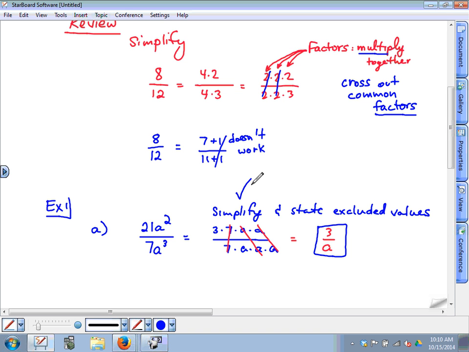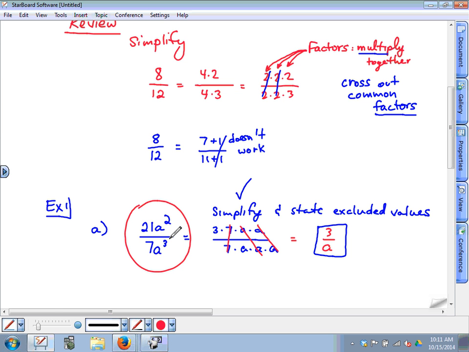That's a good thought, but not what we crossed out. Excluded values are things that a cannot equal. You guys know we can't divide by 0, correct? So if you go back to the original form right here, you always go back to the original form to state excluded values, not the simplified form. What if I plugged in a 0 for a? You get a 0 on the bottom, right? Are we okay having a 0 on the bottom? No. So that's your excluded value.